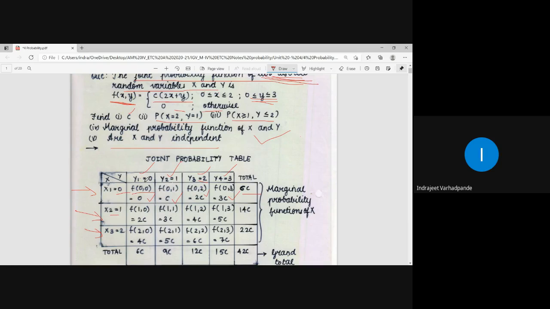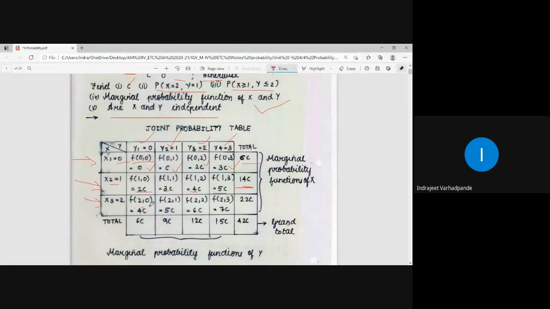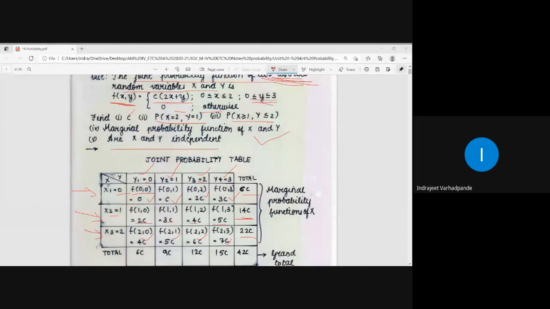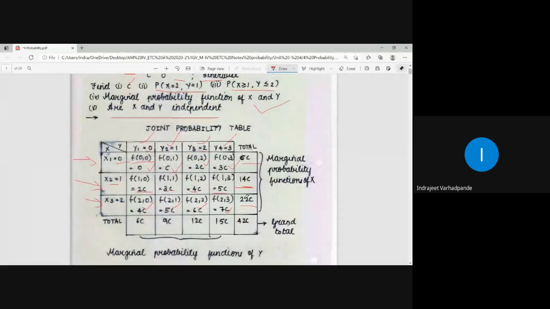Similarly for x equal to 1 and y equal to 0, 2 plus 0 is 2, 2 into c is 2c. This will be 3c, 4c, 5c. Taking the sum of all the entries in the corresponding row gives you 14c. Then 4c, 5c, 6c, and 2 into 2 is 4, 4 plus 3 is 7, 7 into c is 7c. So accordingly, you get the answer here as 22c.